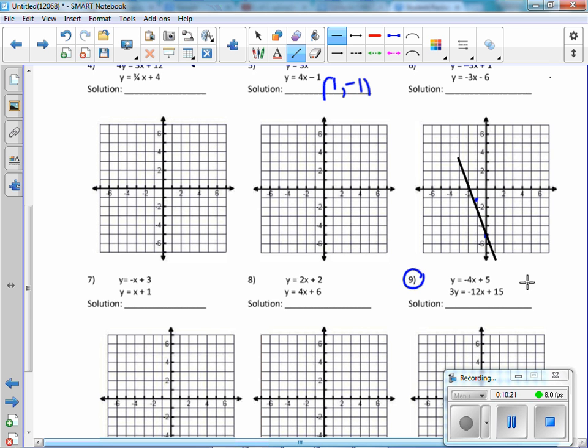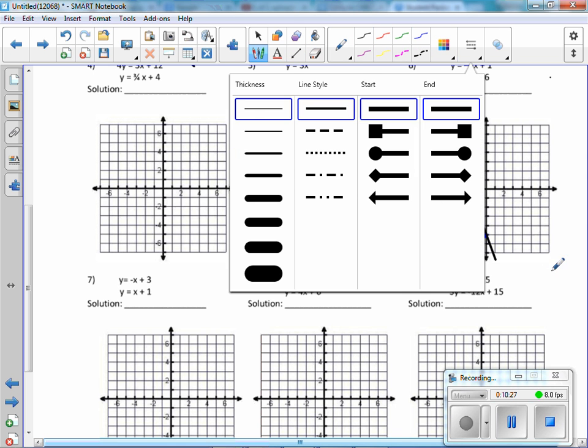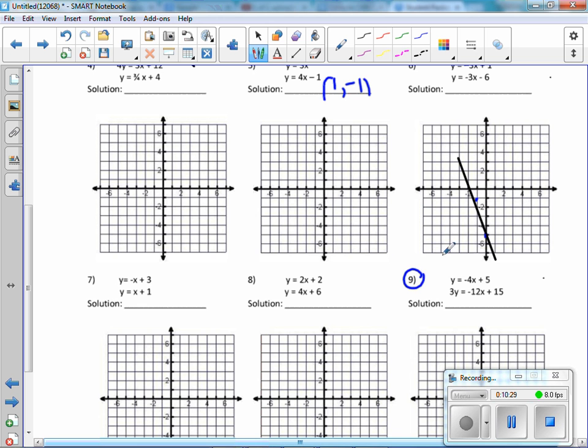Now, that's the first graph. Now we cannot graph the second one unless we change it to y equals, or slope intercept form is the correct verbal way to say it. So we have to divide everything by what? We have to divide everything by 3.